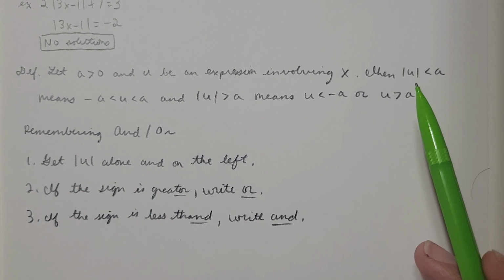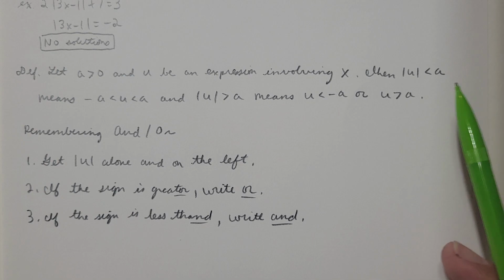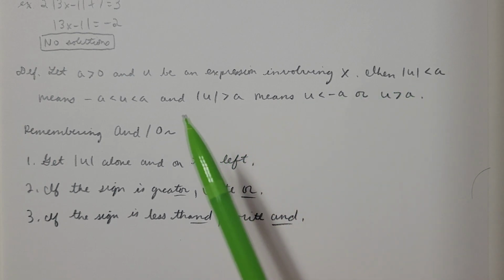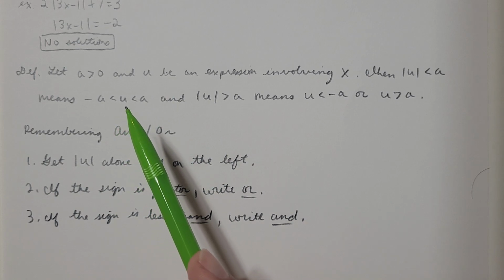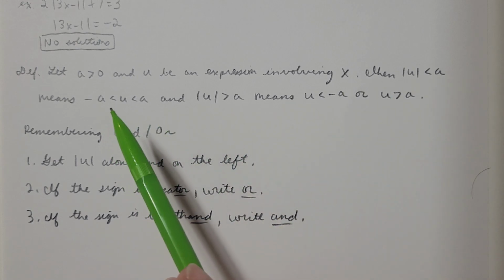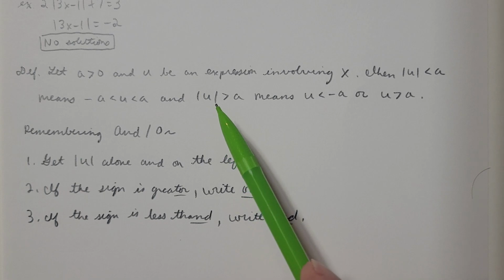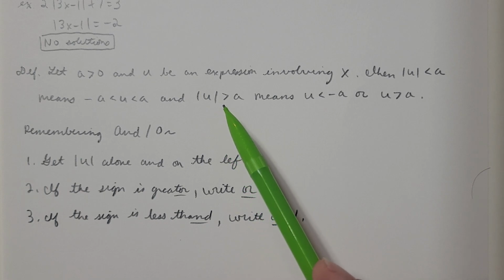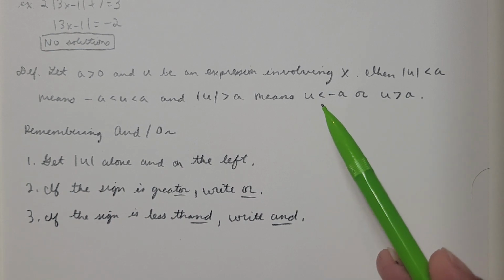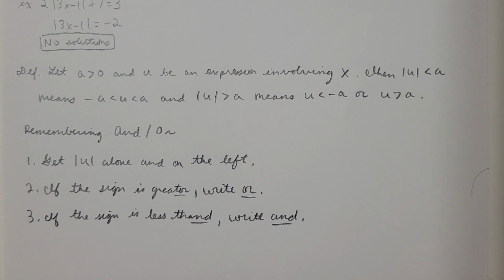Then the absolute value of U less than A means that if I want to solve for x and I lose the absolute value bars, U is in between negative A and positive A. U is an expression involving x. And the absolute value of U greater than A means that U is less than negative A or U is greater than A.